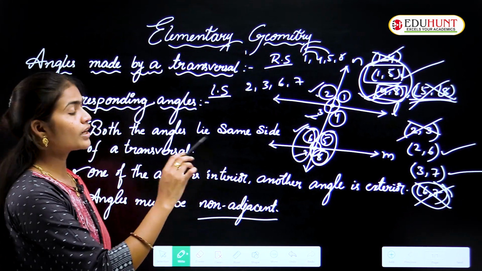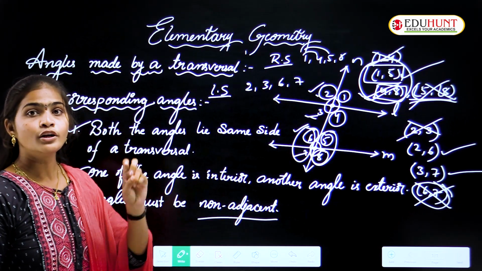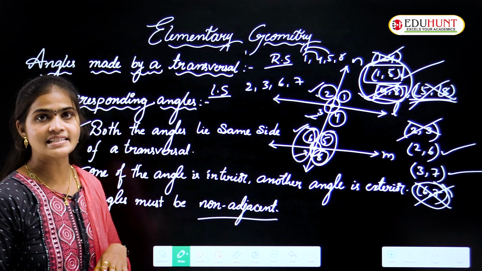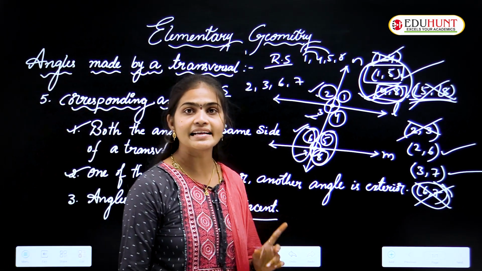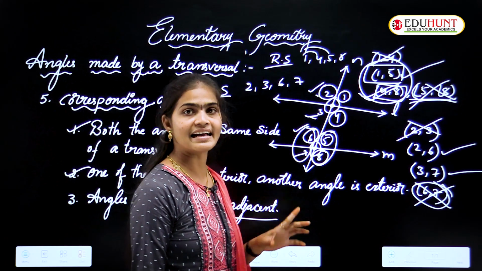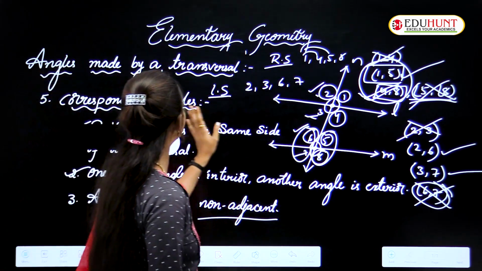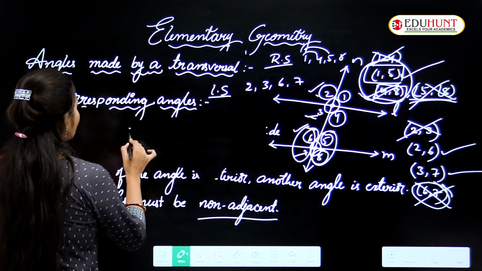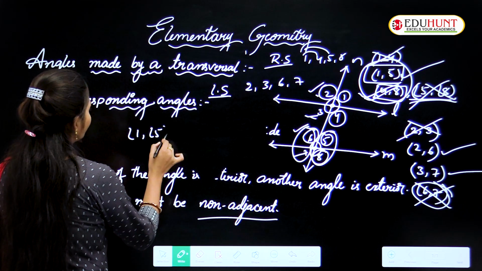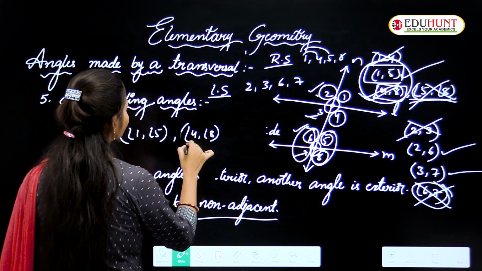Okay, so in total how many pairs of corresponding angles are formed? In total, 2 on the right hand side and 2 on the left hand side. So in total we have 4 pairs of corresponding angles formed by a transversal. Okay. So what are those pairs here? The first pair is angle 1 and angle 5. Next one, angle 4 and angle 8.